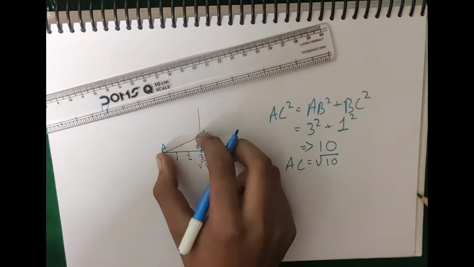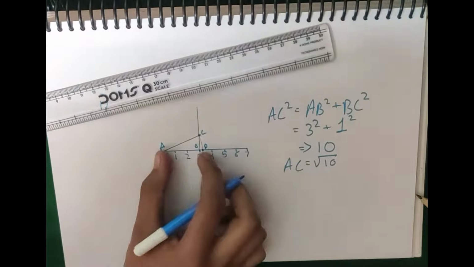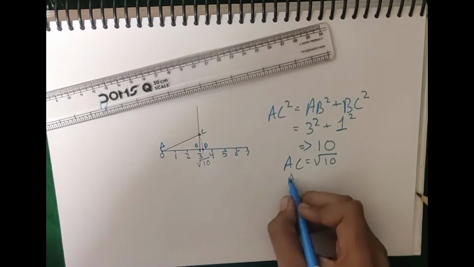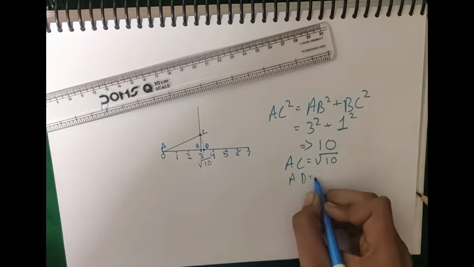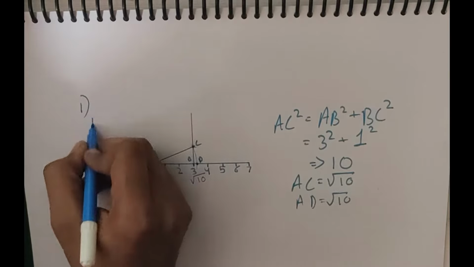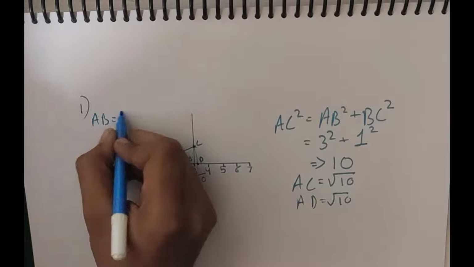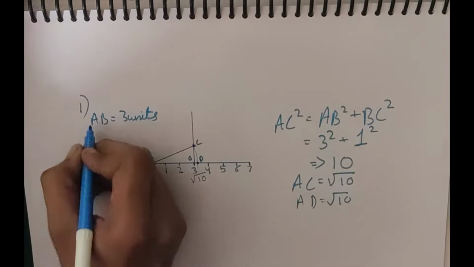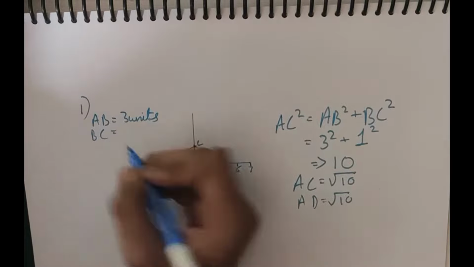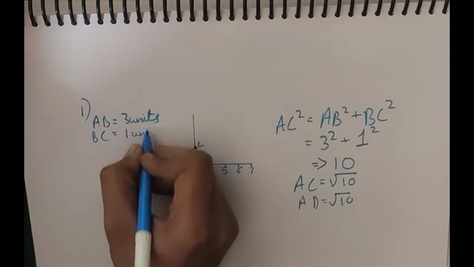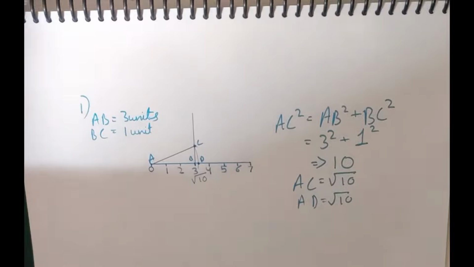So AC equals root 10, and we have taken the same length on the number line. So AD equals root 10. And here we have to mention AB is 3 units, and BC equals 1 unit. And our question is done.